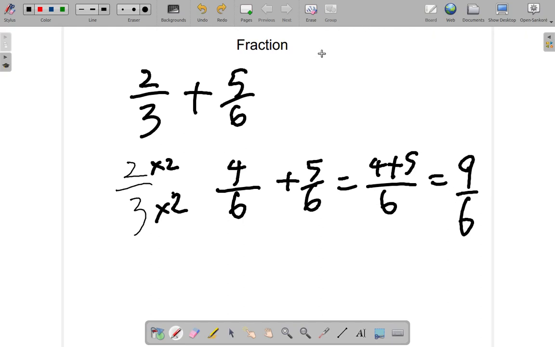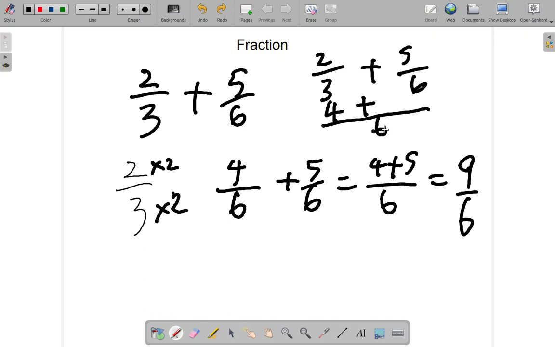Now you could say 2/3 plus 5/6. Draw the line and find the LCM. 3 into 6 is 2. 2 2s, 4. Plus 6 into 6 is 1 time. 1 times 5, 5. And you would get 4 and 5, 9 over 6. Alright, that's a shortcut method of doing it.